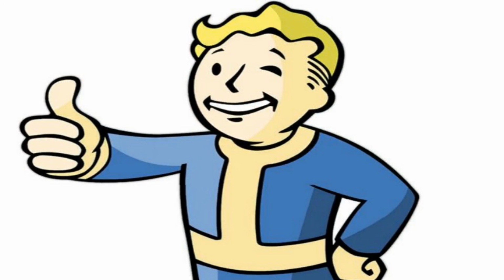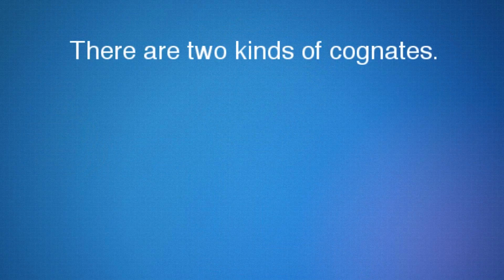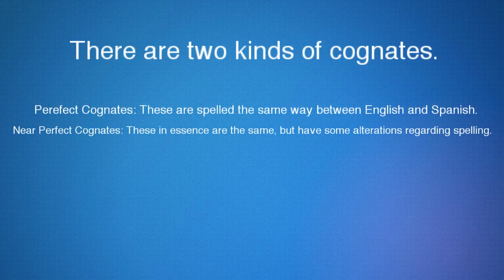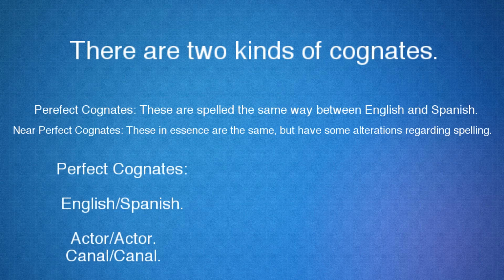Now that we know why English and Spanish have so many cognates and share so many things in common, let's go ahead and take a look at some of them. There are two kinds of cognates: perfect cognates that are spelled the same way between both languages, and near-perfect cognates that have some alterations regarding spelling. Here we have some perfect cognates between Spanish and English. Let's take a look at them.